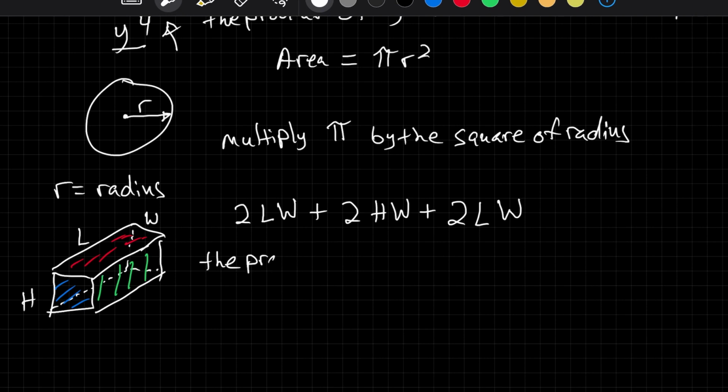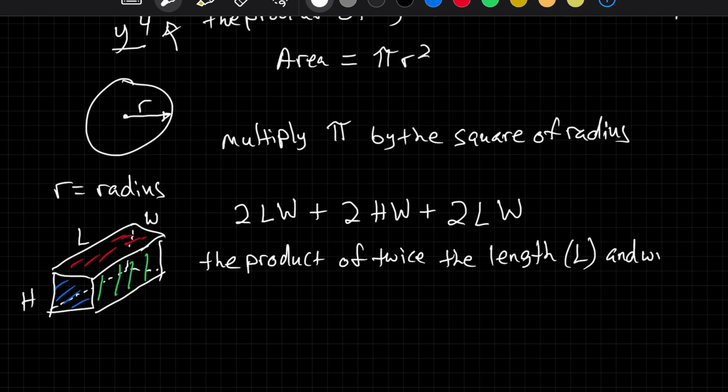Okay. The product of twice, because we need to multiply, right? Twice the length, and that's described by L, and width, that's W. Got a little sloppy here. Okay.